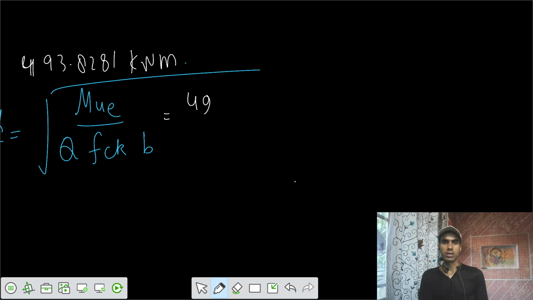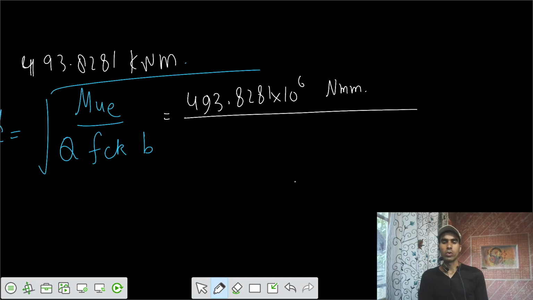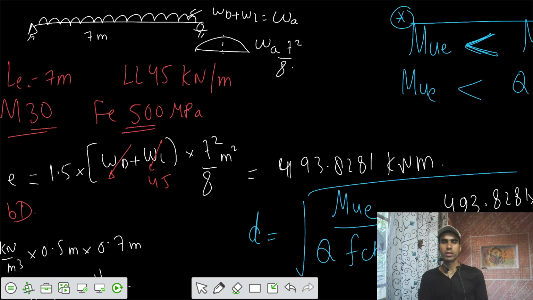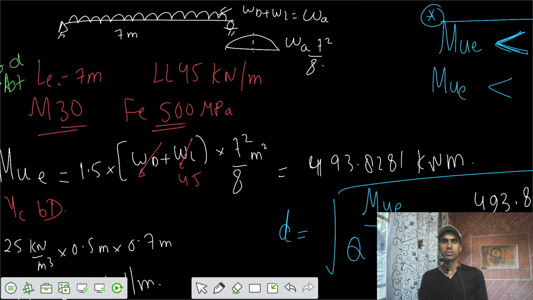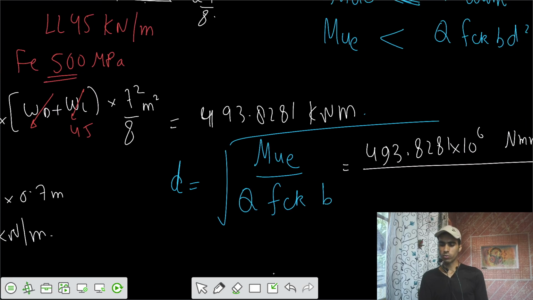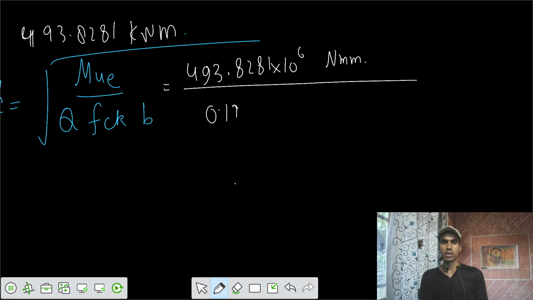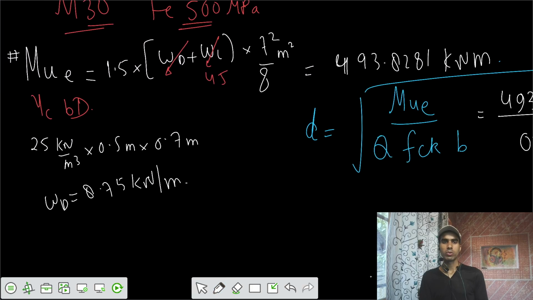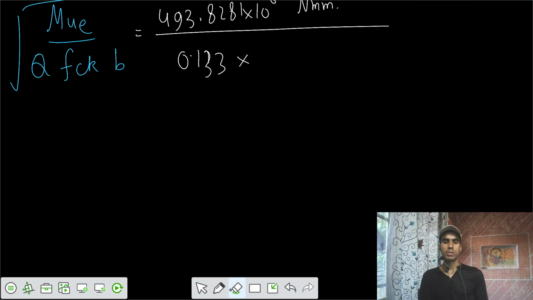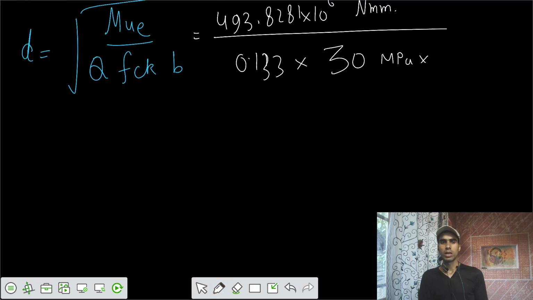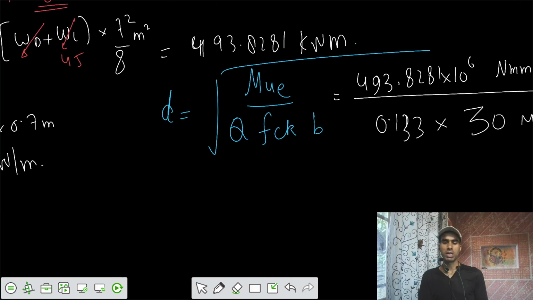I would say 493.8281 into 10 to the power 6 Newton millimeters divided by Q. What is the value of Q for the steel that is Fe 500? Do you know the value of Q? Is that 0.133? Yes, your value of Q is 0.133 corresponding to Fe 500. And fck was given to you as M30, megapascals. And value of b was given to you as 500 millimeters.